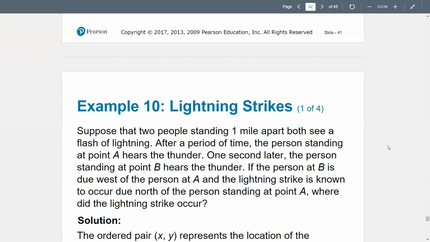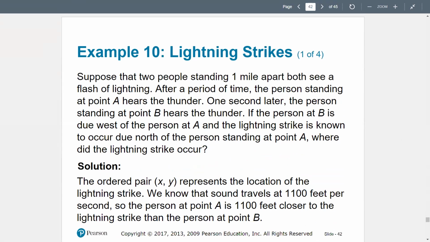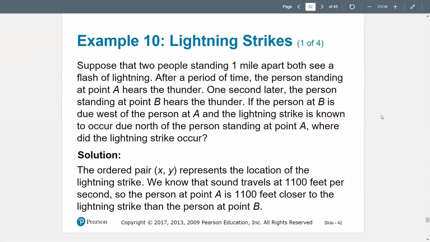And we'll do our applied. Lightning strikes. Suppose that two people standing a mile apart both see a flash of lightning. After a period of time, the person standing at point A hears thunder. 1 second later, the person standing at point B hears thunder. If the person at B is due west of the person at A, and the lightning strike is known to occur due north of the person standing at A, where did the lightning strike occur? That sounds like something that we would find on the SAT.